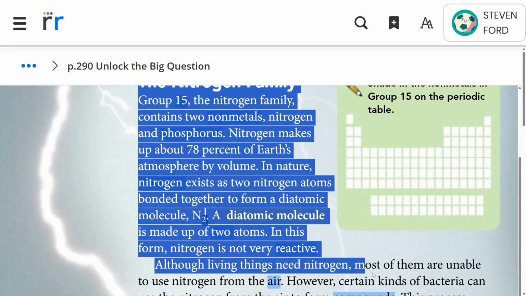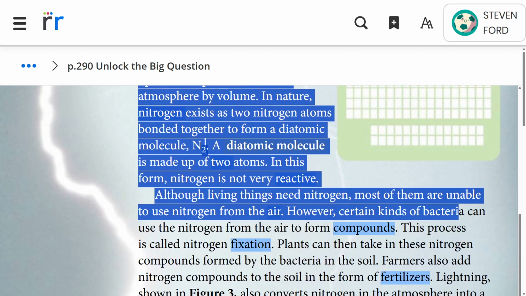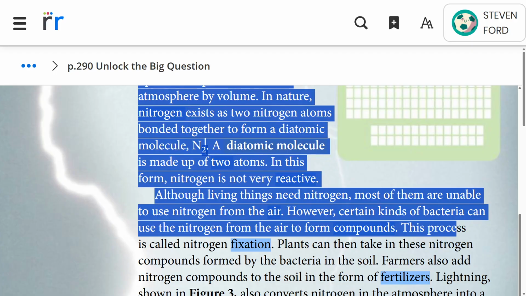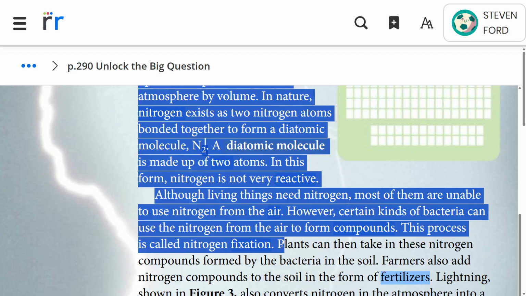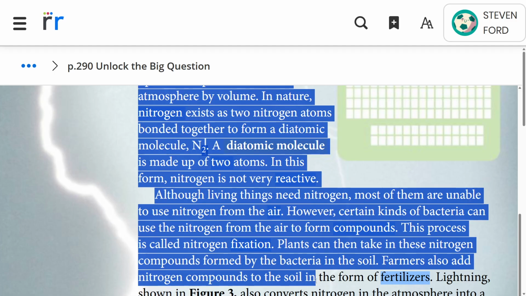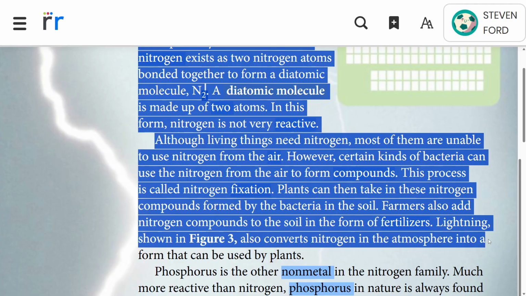Although living things need nitrogen, most of them are unable to use nitrogen from the air. However, certain kinds of bacteria can use nitrogen from the air to form compounds. This process is called nitrogen fixation. Plants can then take up these nitrogen compounds formed by bacteria in the soil. Farmers also add nitrogen compounds to soil in the form of fertilizers. Lightning, in Figure 3, also converts nitrogen in the atmosphere into a form that can be used by plants.